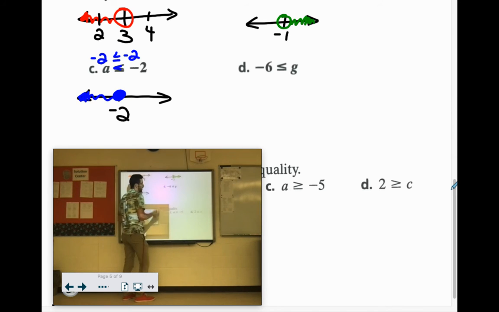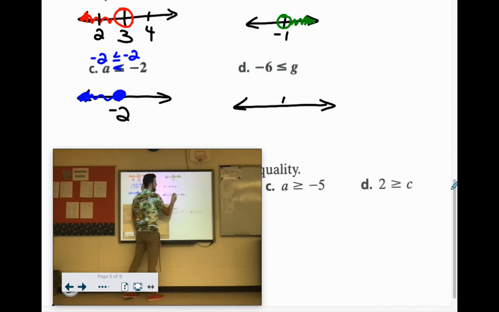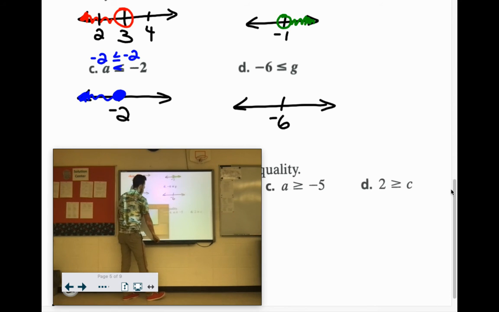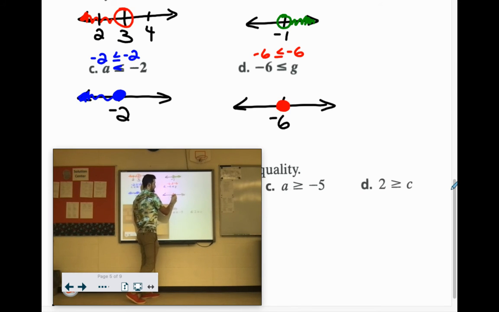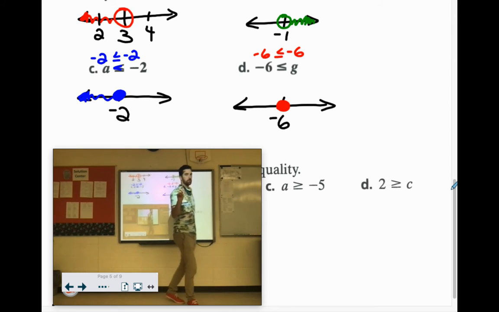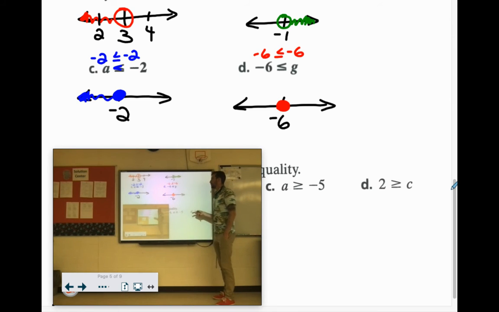Oh boy. -6 is less than or equal to g. So we care about -6. Can you say that -6 is less than or equal to -6? Yes, that's true. If it helps, you can always rewrite the inequality with the variable first. -6 is less than or equal to g can be rewritten as g is greater than or equal to -6. And then you might have an easier time saying, the letter's first now, so I'll follow the arrow. It's pointing to the right.